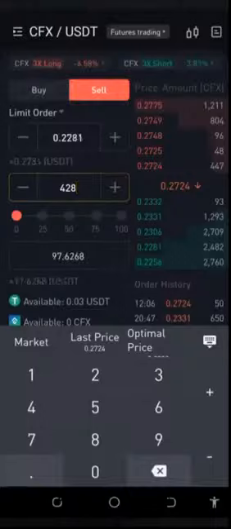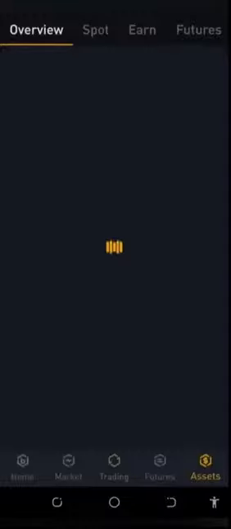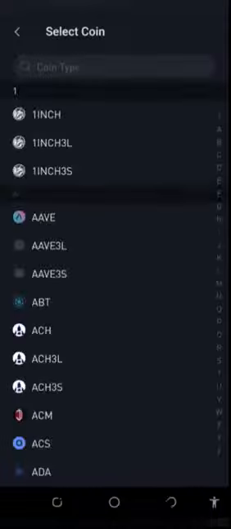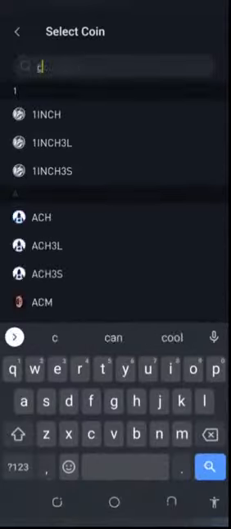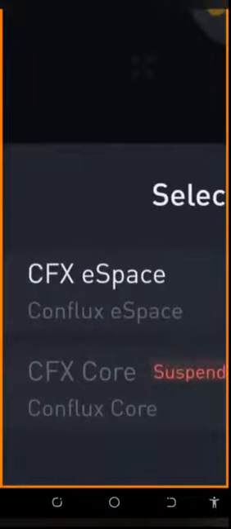So now, since we're here on BuyTrue, let us check the deposit network, right? Let's see what it is to deposit, what's it called now again? CFX. Yes, CFX. All right, so I'm just going to click on that. Okay, what are we seeing here? We're seeing Conflux eSpace. We're seeing Conflux Core. Conflux Core is suspended while Conflux eSpace is available.